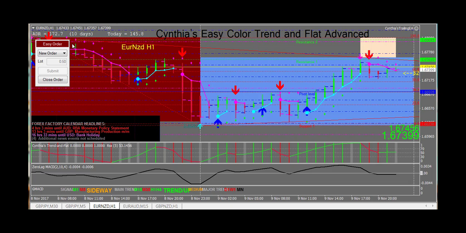So we know we're in a blue box, we're looking for a buy trade, so I would click buy, and then it automatically finds the major support and resistance for the time frame I'm trading in. This is a 1 hour chart, so it's found the major resistance, which is your take profit, and the support, which would be your stop.